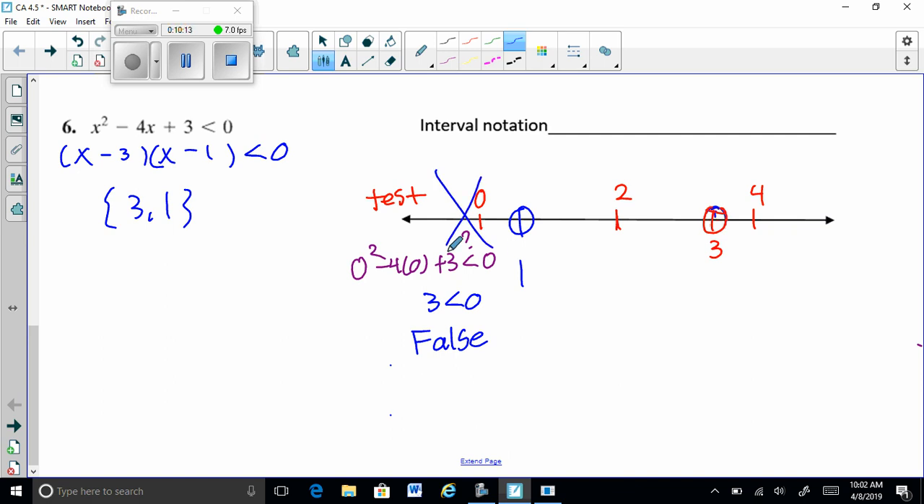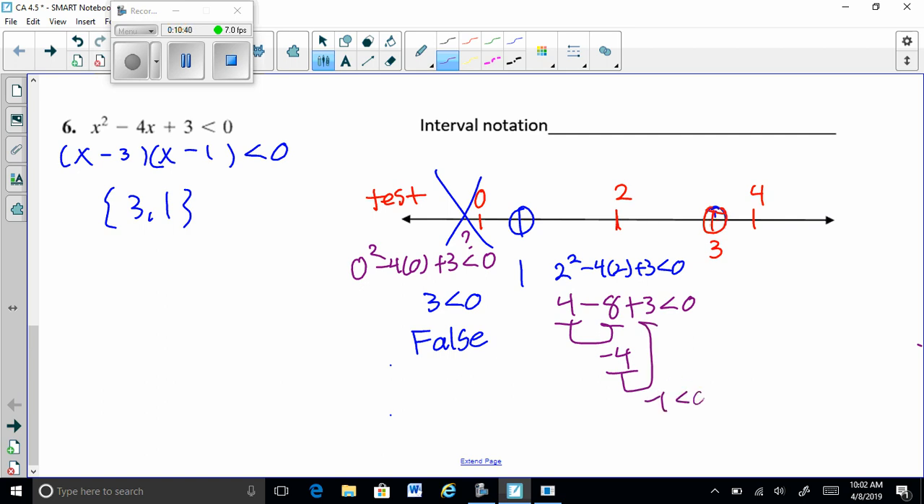Okay, now we can try 2. 2 squared minus 4 times 2 plus 3, is that less than 0? We get 4 minus 8 plus 3 less than 0. 4 take away 8, we've got negative 4. Negative 4 plus 3 is negative 1. Is negative 1 less than 0? That comes back as true. So we're going to shade between those two key points right there.